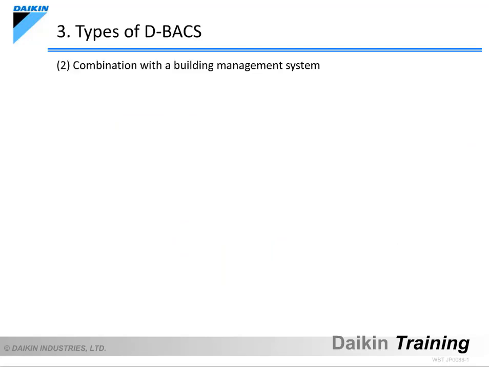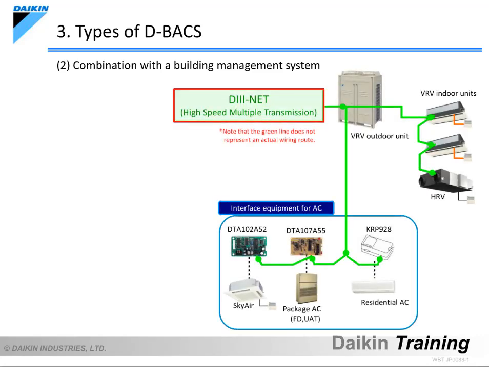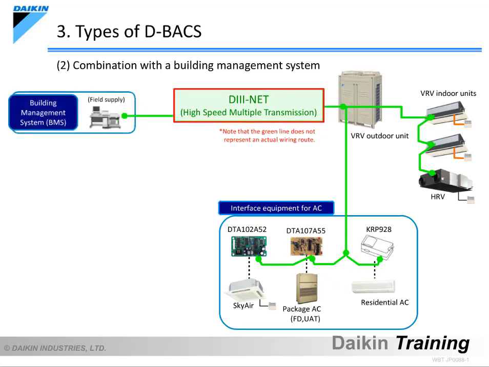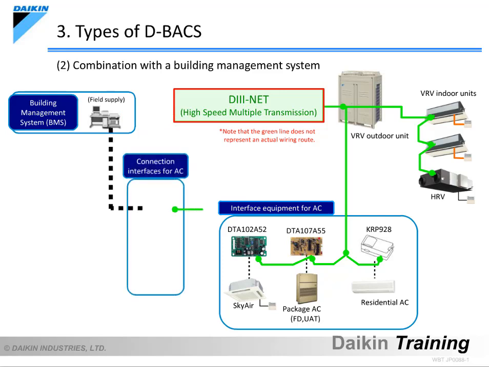There are some cases where much of the building equipment, including the air conditioning system, is managed comprehensively by a building management system, or where new air conditioning units are additionally installed due to renovation or the like, and managed by the existing BMS along with the existing air conditioning units. As D3Net is based on communications standards developed by Daikin, it cannot be directly connected to a BMS. To manage Daikin's air conditioning units using a third-party BMS, it is necessary to use an interface that enables communication between D3Net and the BMS.